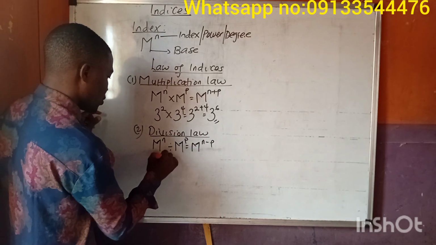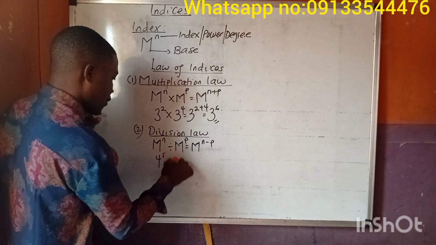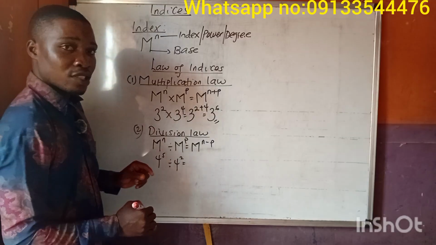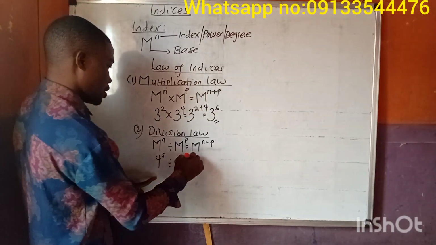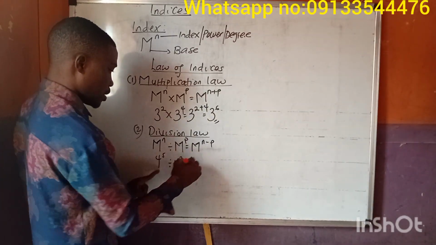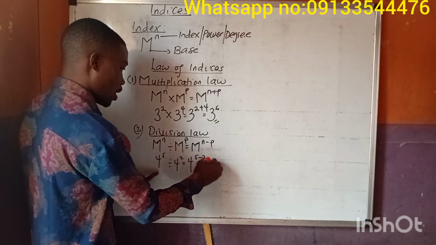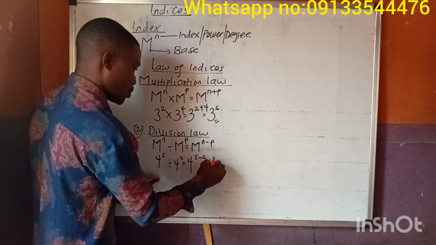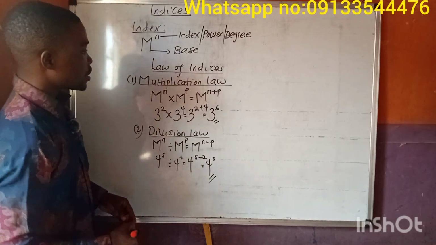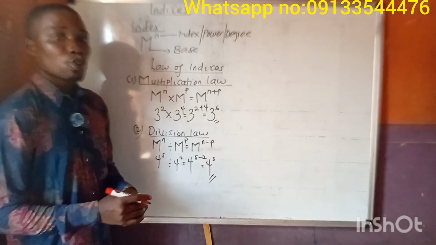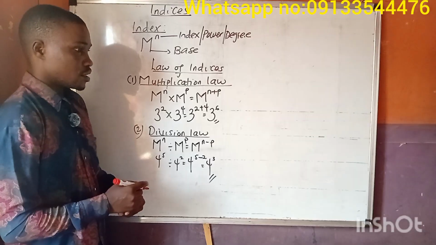Let me use a value. If I have 4 raised to power 5 divided by 4 raised to power 2, the law says that I should pick one out of the base, then I'll have 4, then I have to subtract the power, which is 5 minus 2. I have 4 raised to power 3. This is the division law of indices.